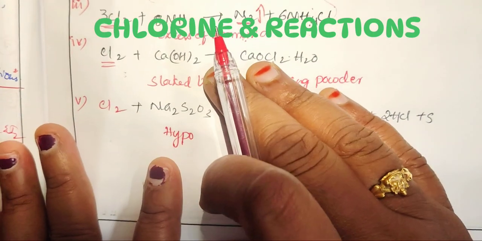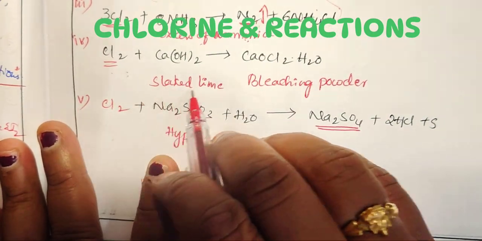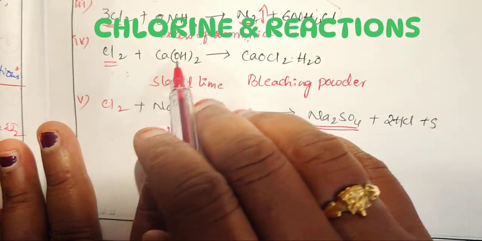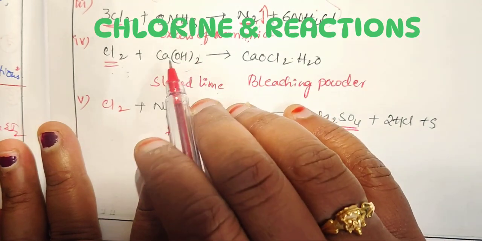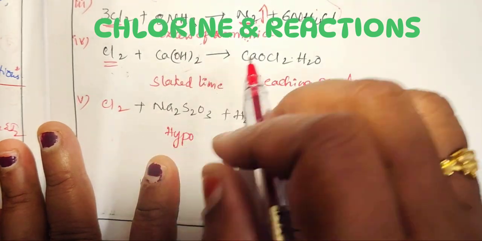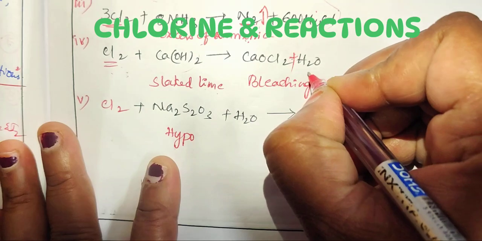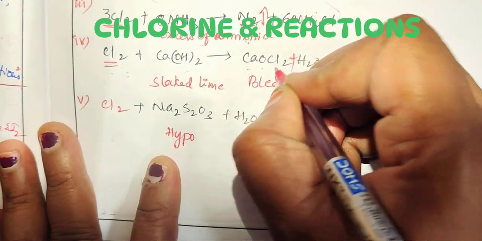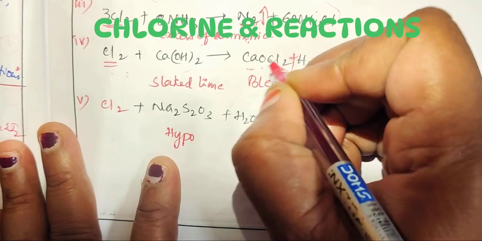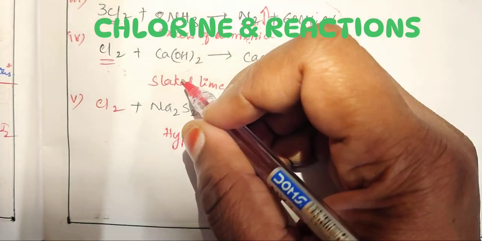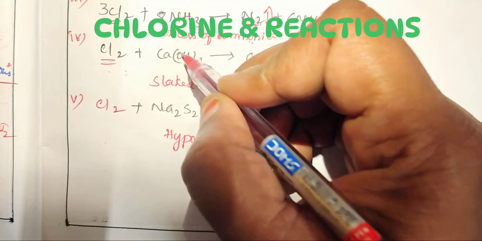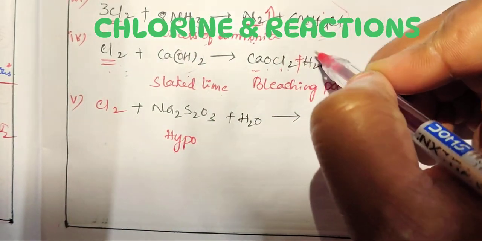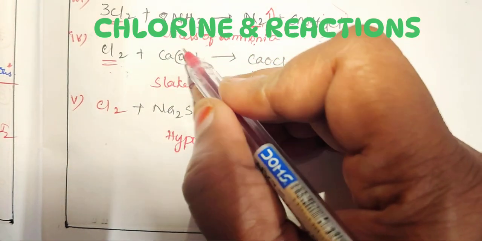And the fourth is the reaction of chlorine with slaked lime. What is that? Slaked lime is calcium hydroxide. Chlorine reacts with slaked lime and produces bleaching powder along with water. What is the bleaching powder formula? Calcium oxychloride, CaOCl2. So if chlorine gas is passed through calcium hydroxide, slaked lime, we get bleaching powder and water. This is the fourth reaction undergone by chlorine.